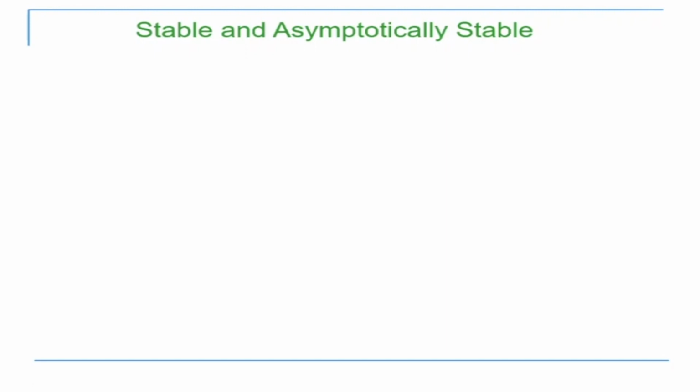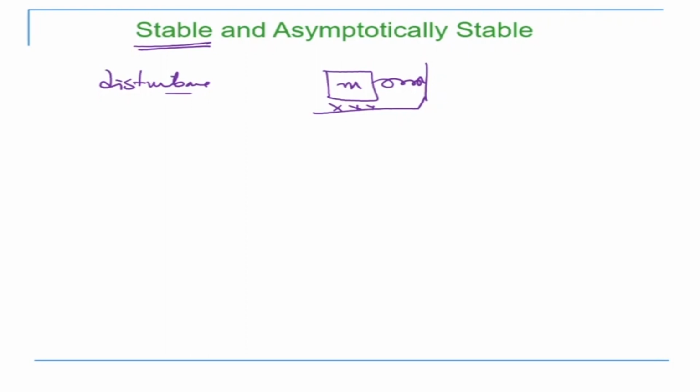Now, stable and asymptotically stable. These are two terms that we will look at. Before I go to that, when we say something is stable, what does it basically mean? Stable to what? Stable to a disturbance. Say, for example, I have a mass, spring and a damper. Okay, I give it a disturbance. What is the disturbance here? It's a force. So I give it a push. I can give it a push or a pull, and I leave it.